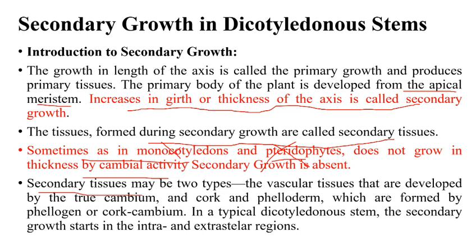Secondary tissues may be of two types: the vascular tissue developed by the true cambium, and the cork and phelloderm, which are formed by phellogen or cork cambium. In a typical dicot stem, secondary growth starts in the intrastellar and extrastellar region. So these are the basic points about secondary growth. Let us discuss this in detail.